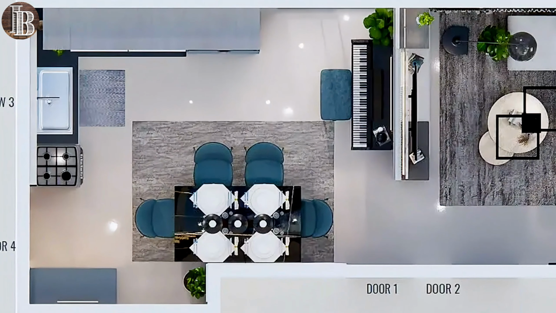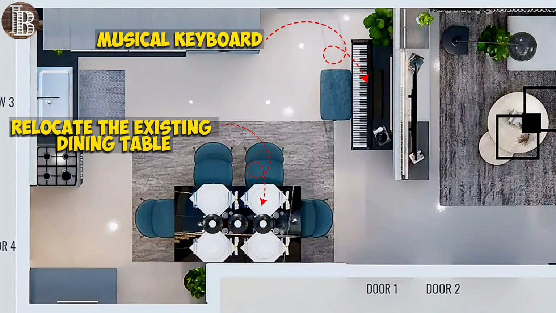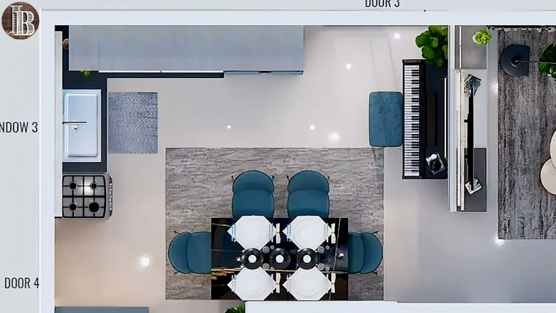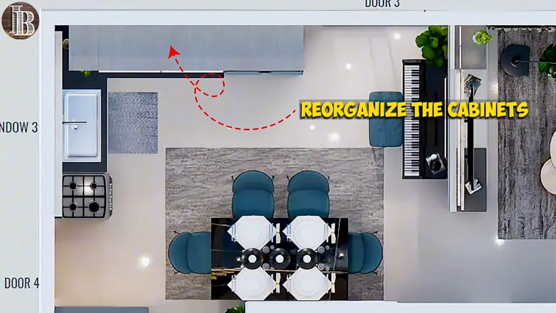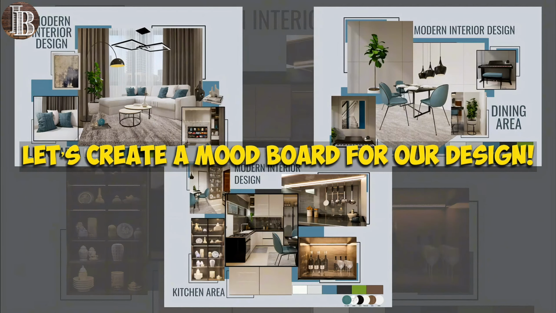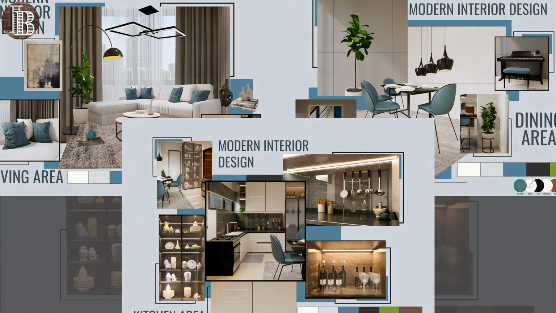For the dining area, we'll relocate the existing dining table here, and the musical keyboard will be moved behind the TV wall. As for the kitchen, we'll keep the current layout but reorganize the cabinets and add more storage to maximize functionality. Now, let's create a mood board for our design. This will serve as a guide for the redesign.